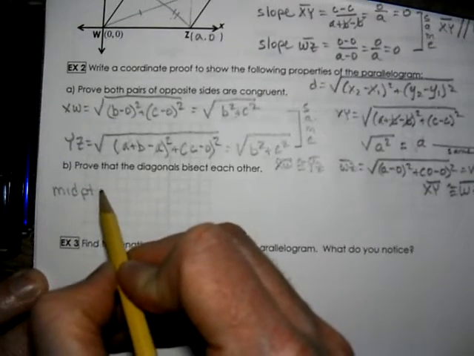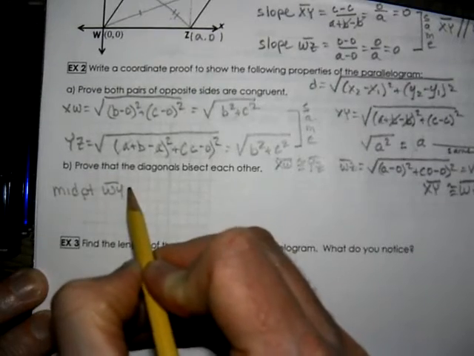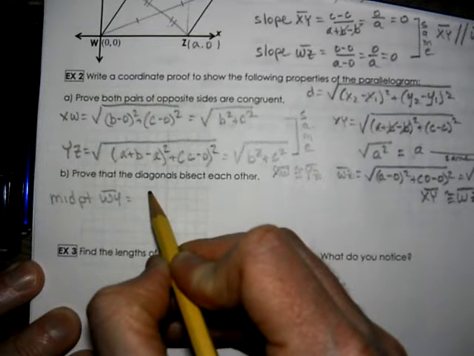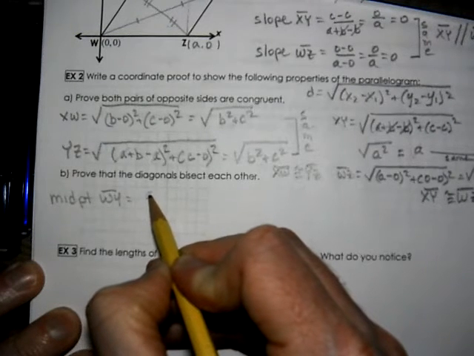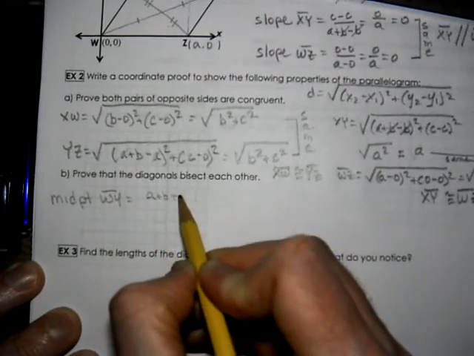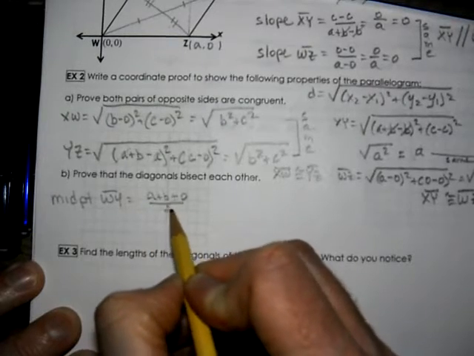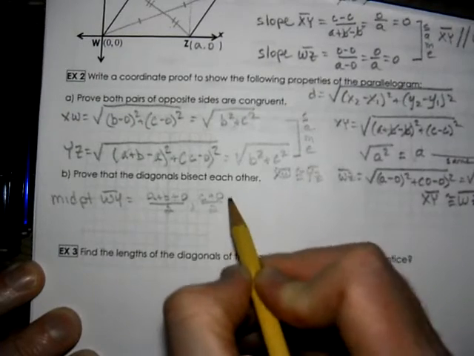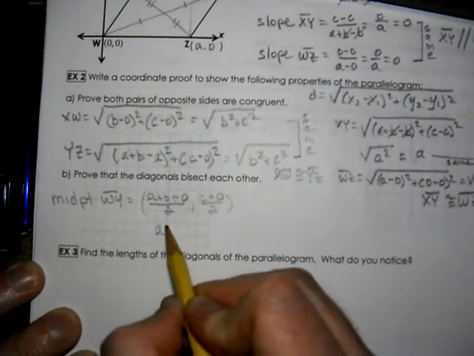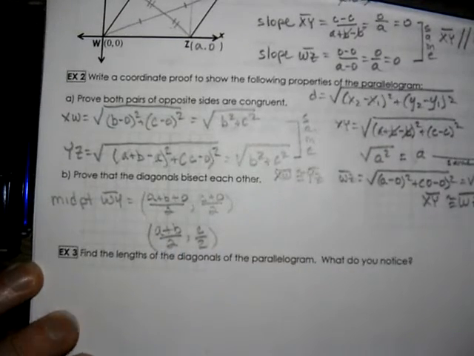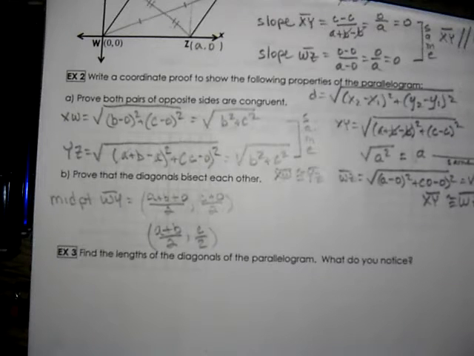So we're looking for the midpoint for WY. And that midpoint is going to be, take the x's, x1 plus x2 over 2, and y1 plus y2 over 2. That leaves us with a plus b over 2 and c over 2. So that's our midpoint of WY.